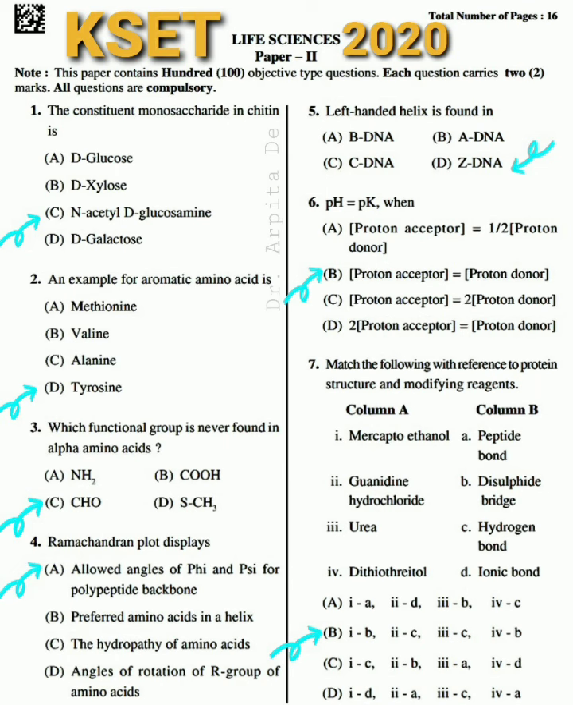So beta mercaptoethanol is matched with disulfide bond. Guanidine hydrochloride is matched with hydrogen bond. Urea is matched also with hydrogen bond, and the last one, dithiothreitol, is matched with disulfide bridge. So our correct answer is option B.